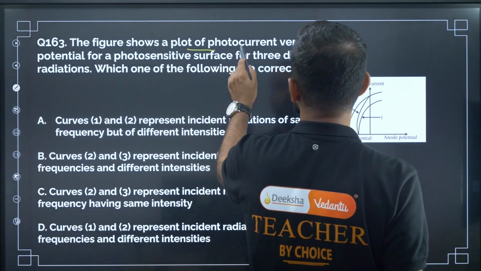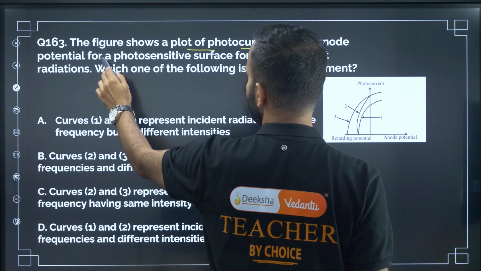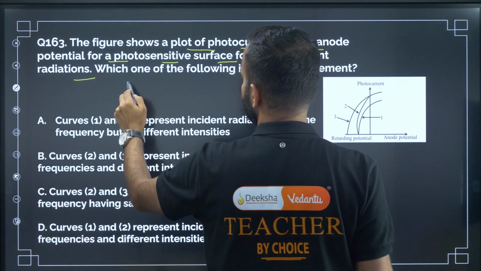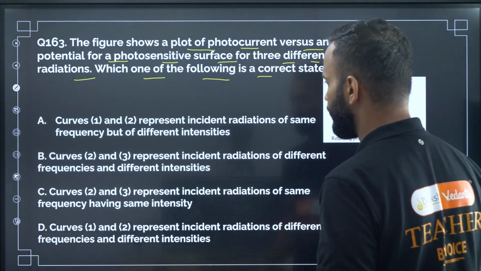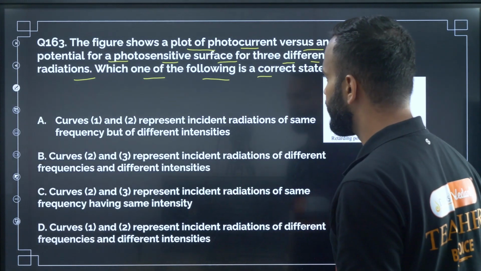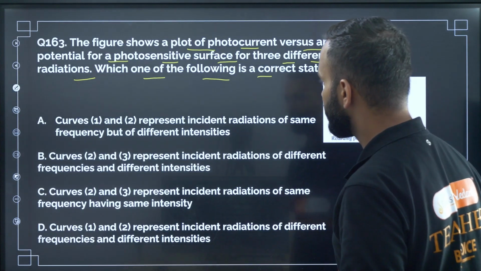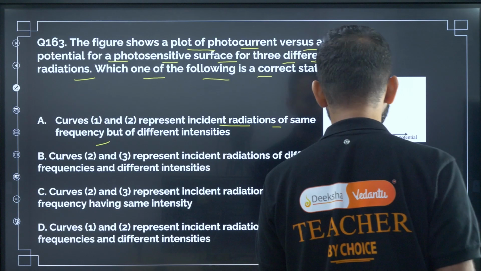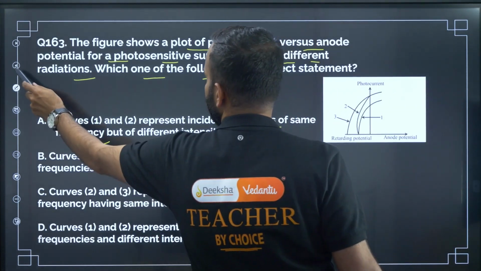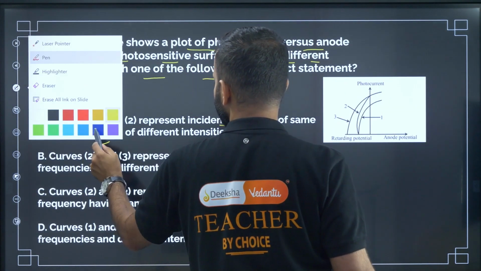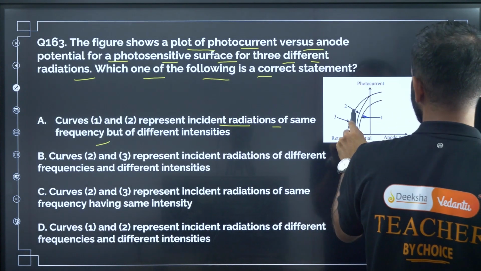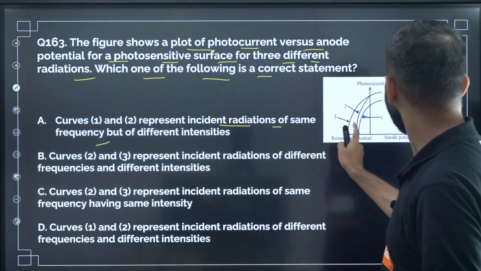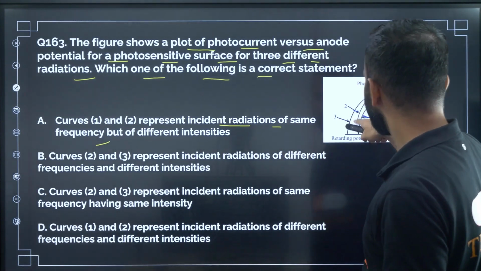The figure shows a plot of photocurrent versus anode potential for photosensitive surface for 3 different radiations. Which of the following is correct statement? The first statement in option A says curve 1 and 2 represent incident radiation of same frequency. So this is curve 1 and curve 2. These two represent incident radiation of same frequency. Correct, right?